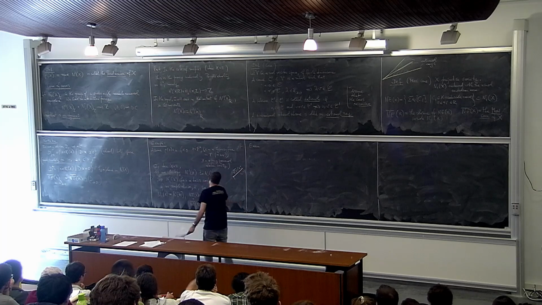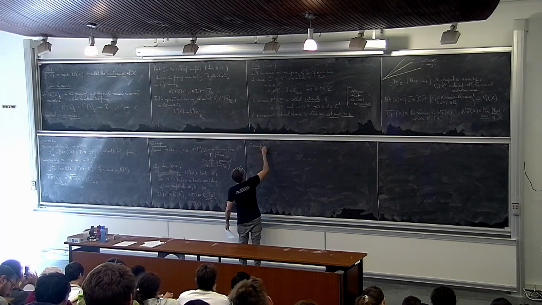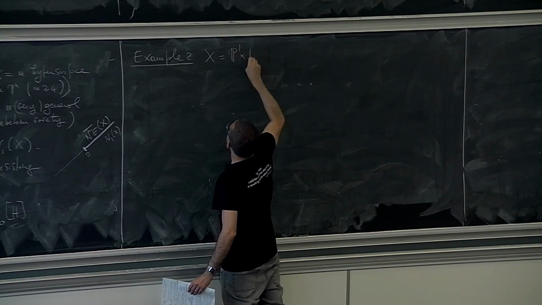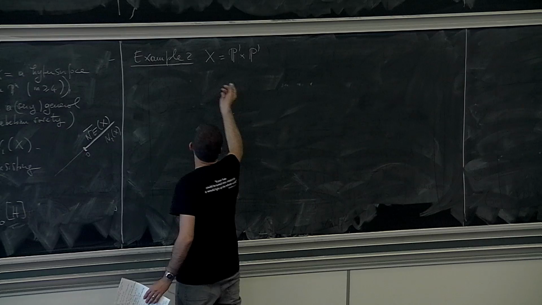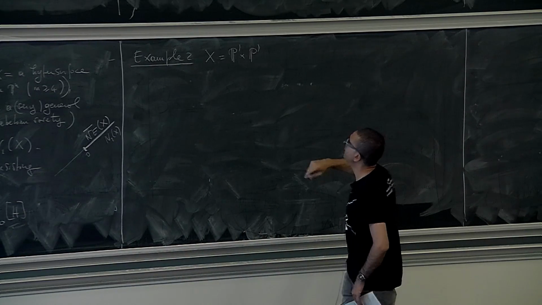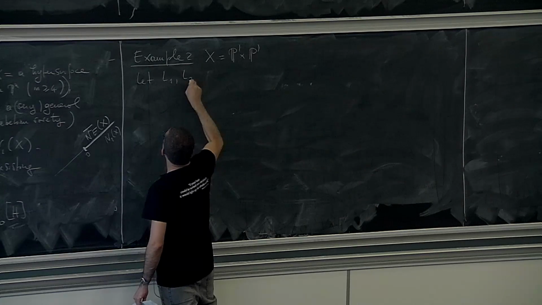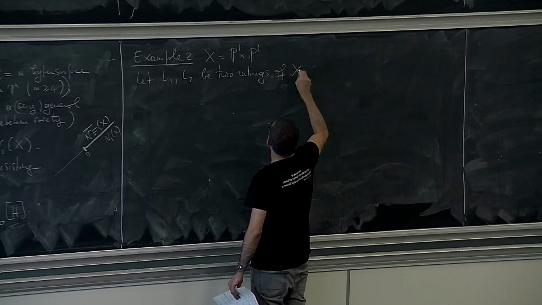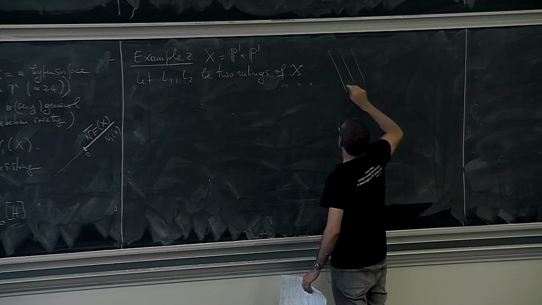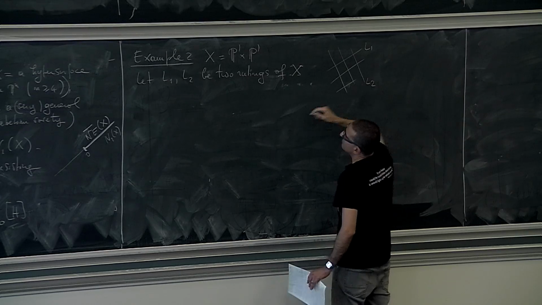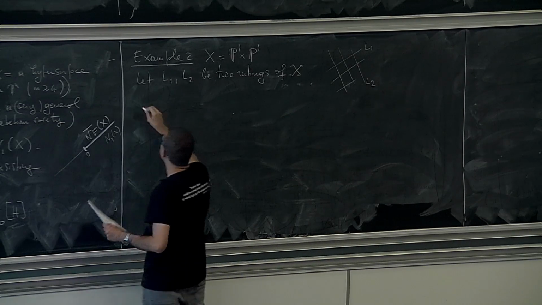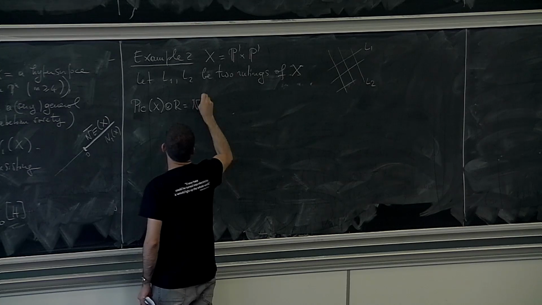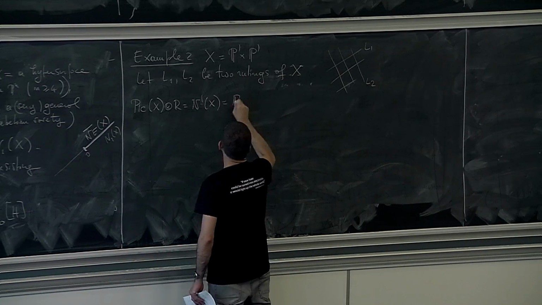Oh, yeah, of course, this 0. Thank you. Example 2, take something slightly less trivial, P1 cross P1. So this is a quadric, we know. With the Segre embedding, you have a quadric here. Let L1, L2 be the two rulings. The class of curves in the rulings. So in this case, the Picard group is the same as N1. It is generated by this.